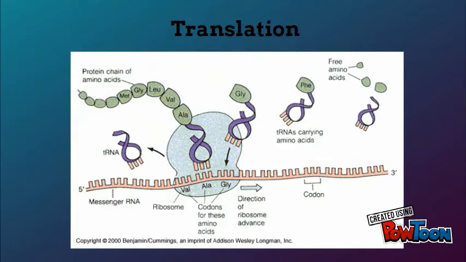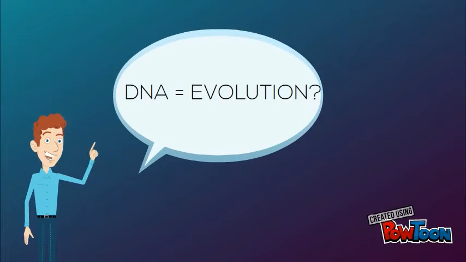In translation, the mRNA copy of DNA is attached to the ribosome outside of the nucleus, and anticodons attached to the amino acids start binding with the respective codons in the mRNA until a protein chain of amino acids is formed. Now that we know about DNA and genes, we can talk about evolution.